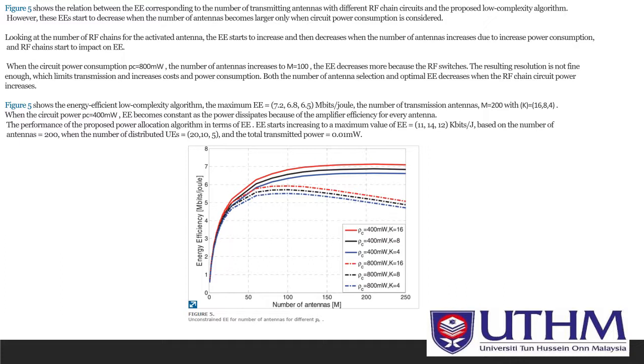When the circuit power PC is 400 milliwatt, EE becomes constant as the power dissipates because of the amplifier efficiency for every antenna. The performance of the proposed power allocation algorithm in terms of EE starts increasing to a maximum EE value based on the number of antennas, 200, when the number of distributed UEs is 20, 10 and 5 and the total transmitted power equals 0.01 milliwatt.